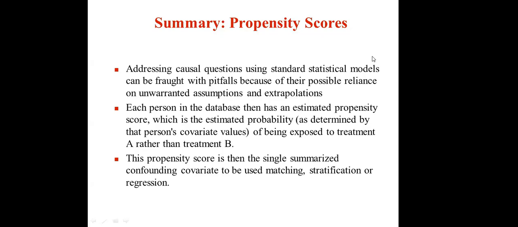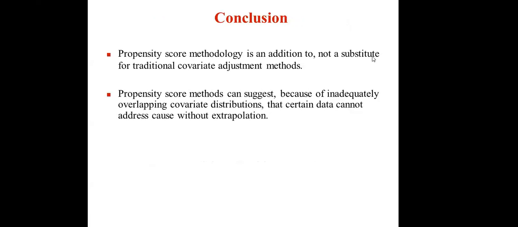We still have trouble in general making firm conclusions, no matter what model we use, when we're not having a trial. And I keep saying that. When we take each person, we get their propensity score, again, the chances of being assigned to a treatment group compared to not. And we use that single covariate in various ways: matching, stratification, or regression. It's a methodology that can be used in addition to, but not as a complete substitute for, traditional methods, all the 3 methods that I mentioned earlier.